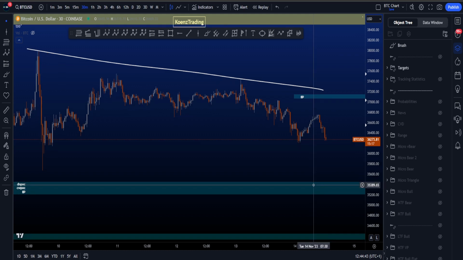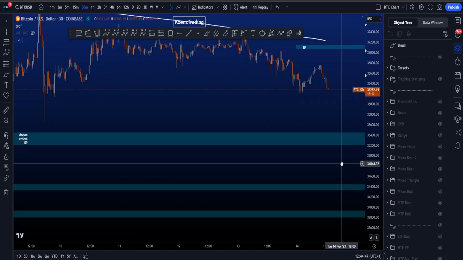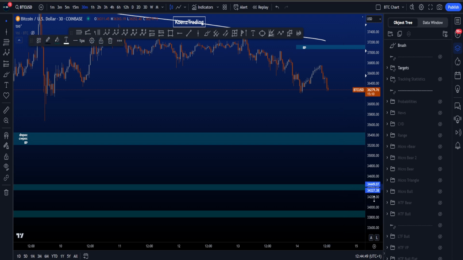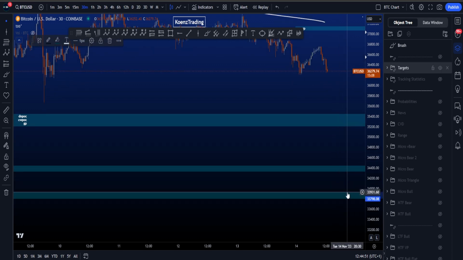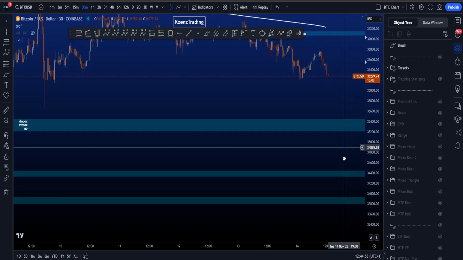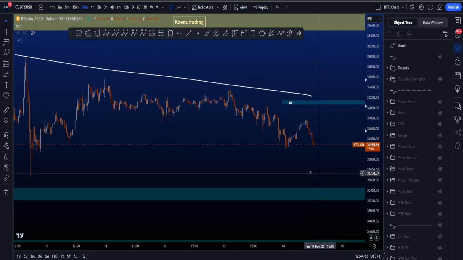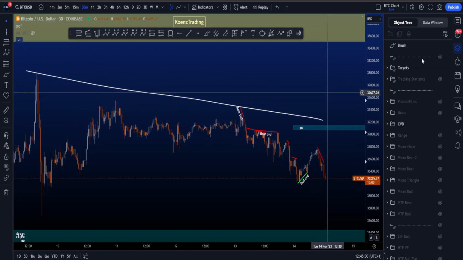And in this scenario, we're then looking for the blue box, 35.2 to 35.4K, or we're looking for even lower, right? 34.3, 35.5. Over here, another one, 33.8 to 33.9. So it really depends on how price then moves locally. We also have the CVD divergences here.